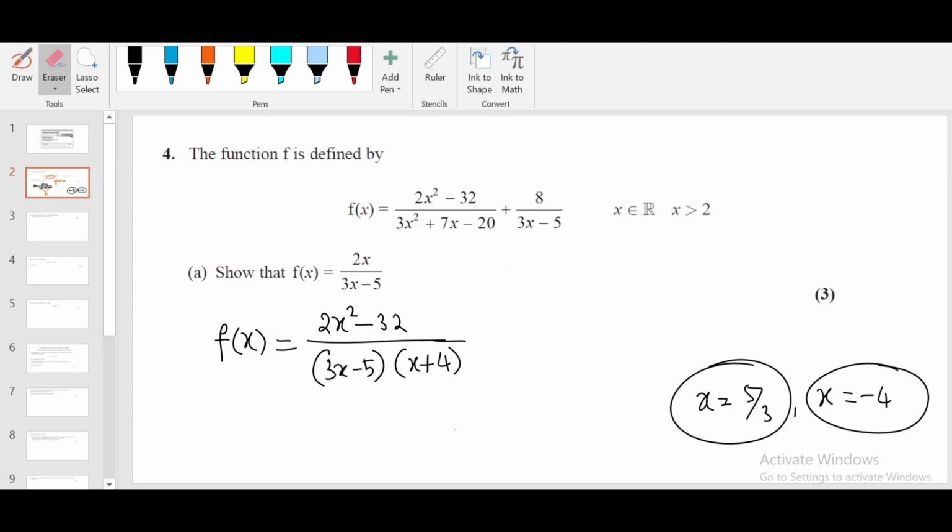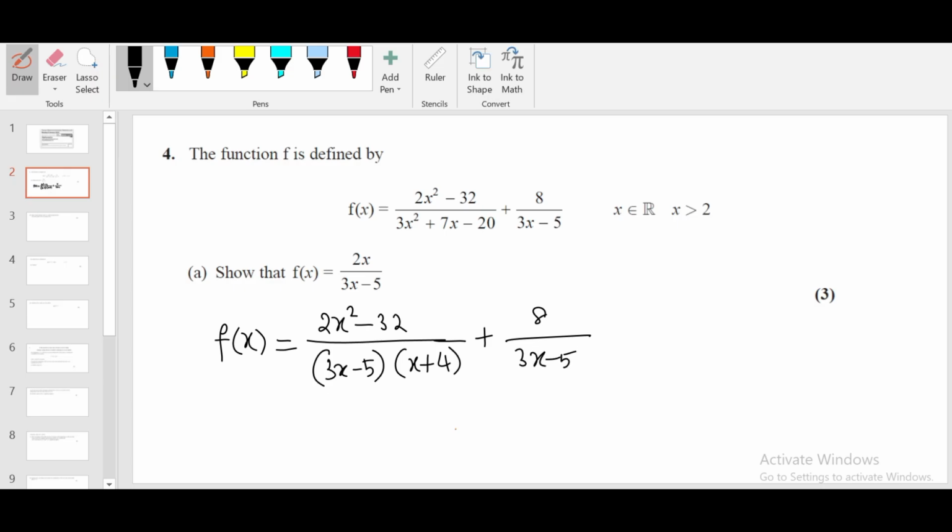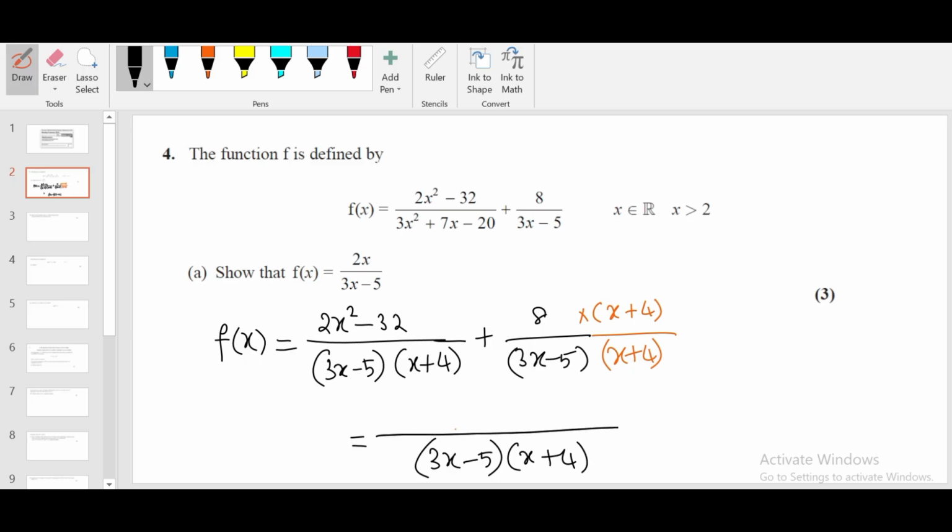But in the given function, you don't need to worry about it. Just write the factors. We are getting 3x square plus 8 over 3x minus 5. So to make the denominators a common one, I'm going to multiply and divide by x plus 4. So we have a common denominator, 3x minus 5 times x plus 4. Don't open the bracket again. Keep it in the factorized format.